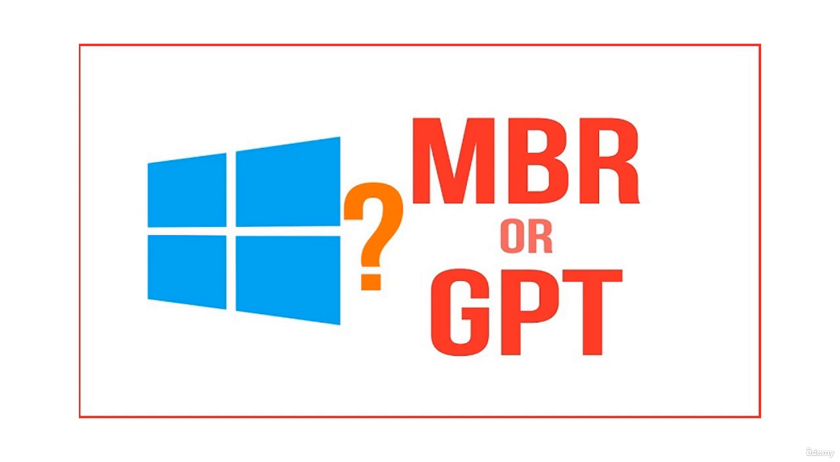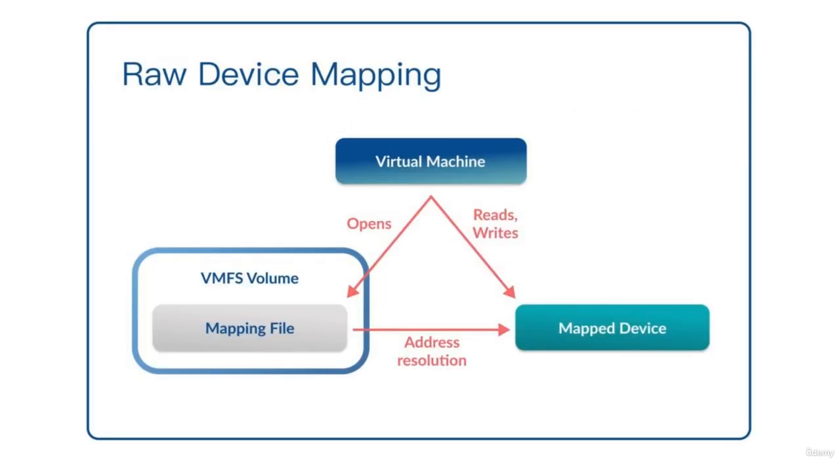Then comes the MBR, or Master Boot Record. This is a partition table format. It's used for disk drives that are no larger than 2.2 terabytes. MBR supports up to 4 primary partitions on a disk. The GPT, or GUID partition table. This is that new partition table format that we've been talking about, and it supports creating partitions larger than 2 terabytes. It also allows you to create more than 4 primary partitions. Raw device mapping, RDM. This is a feature that will allow you to attach a physical storage device, or LUN, to a VM directly. All right?